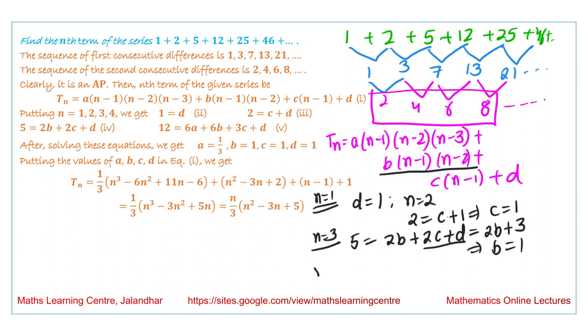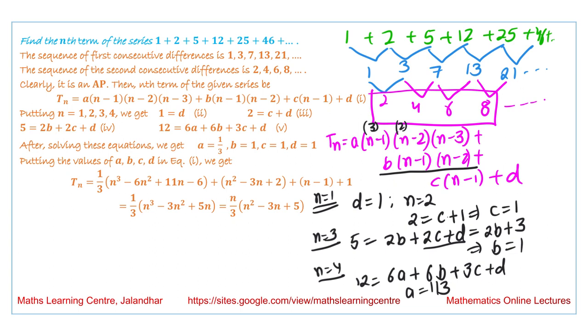Next we substitute n is equal to 4, and we obtain 12 is equal to, on substituting, 4 minus 1 is 3, 4 minus 2 is 2. So we get 6A plus 6B plus 3C plus D. This is equal to 12. And if you solve this, you will obtain the value of A is equal to 1 by 3.